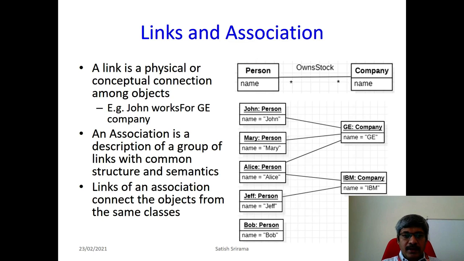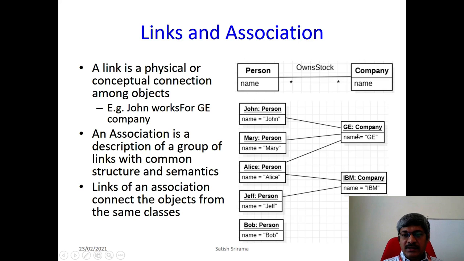So a link is a physical or a conceptual connection among objects. In the last video, we saw how classes and objects can be represented. For example, the person John works for the GE company. You can define such a link between these two objects. Person is the class and John is the object; similarly, company is a class and GE is an object, and there can be a link between the two.